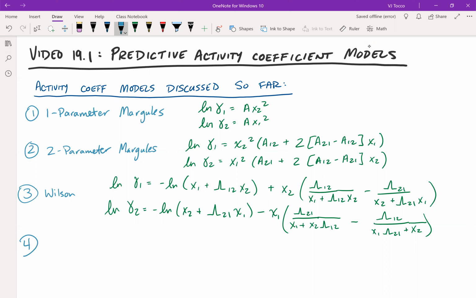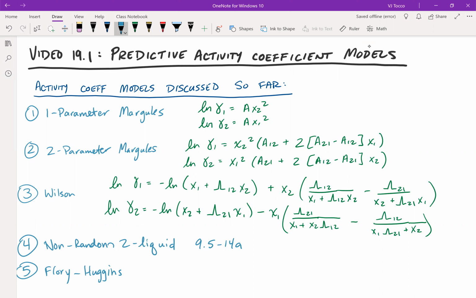So a fourth is the NRTL model, the non-random two-liquid model. And that is mentioned in equation 9.5-14a. These equations are getting very long, as you can see, to write out. So you can just reference these when you need to use them. And also I wanted to mention Flory-Huggins. So I mentioned at the very beginning how many models there are like this, just for illustrative purposes, how many there are. This is in equation 9.5-18 in Sandler.